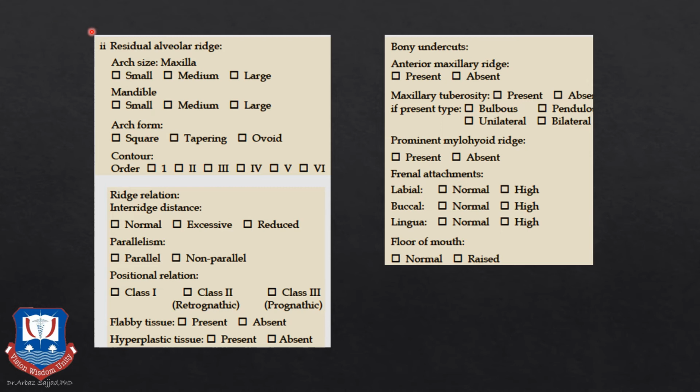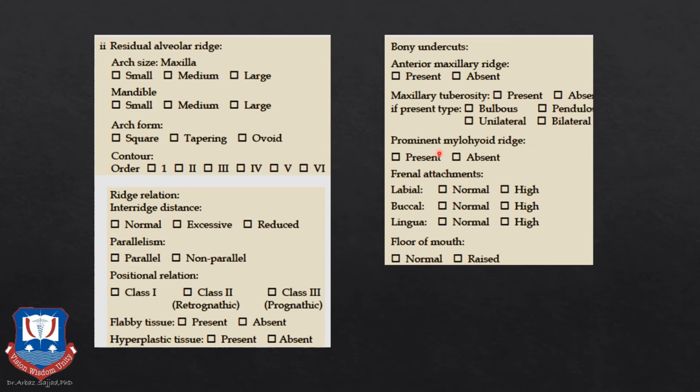So in residual ridges, we consider first the size, the form, the ridge relationship, the parallelism of the ridges, the positional relationship, whether it is class 1, 2, 3, and also whether flabby tissues or hypoplastic tissues are present or not. Other things in intraoral examination that need to be considered are the bony undercuts in the anterior maxilla. Usually these will be present on the labial side of the premaxilla. Tuberosity undercuts may be present bilaterally or unilaterally. They may present as bulbous or pendular tuberosities.